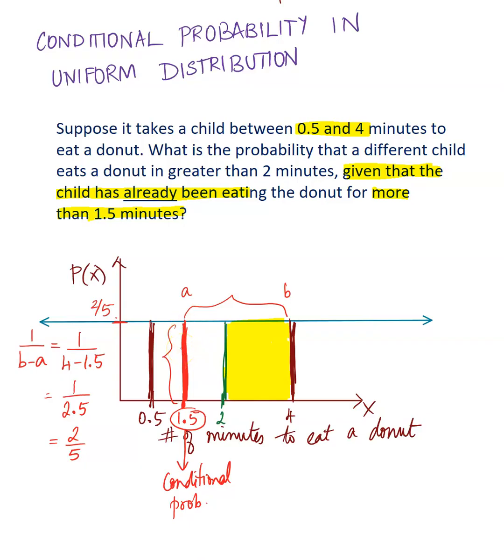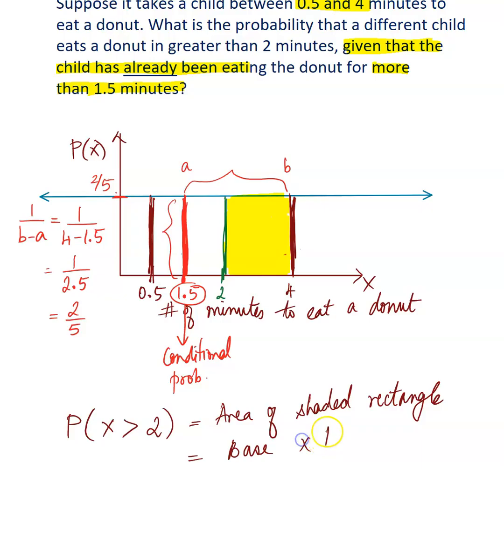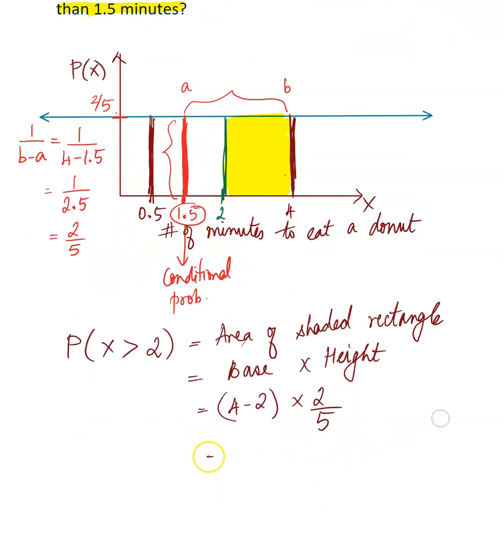So that means we reduce that brown rectangle into the one starting at red. So between this red and this brown, and within that, we found the yellow shaded region that was greater than 2 minutes, which meant 2 all the way to 4. So if I were to write this in the probability notation, that will be x greater than 2 minutes, right? And that would be the area of the shaded rectangle, base times height. The base is between 2 and 4, so that's 4 minus 2. And the height, we figured it to be 1 over 2.5, which is 2 over 5. So 2 times 2 over 5, which is 4 over 5.